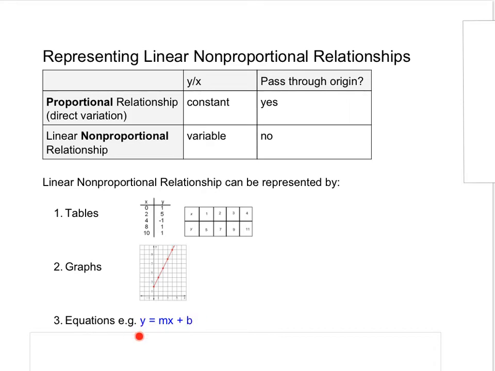Now, this equation is for a linear relationship, okay? And whether it's proportional or not depends on the b. Remember, we looked at proportional relationships. It was only y equals kx. There is no constant term, right? y equals a number times x, okay?